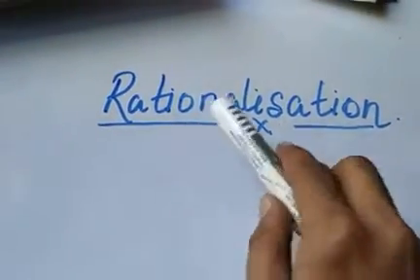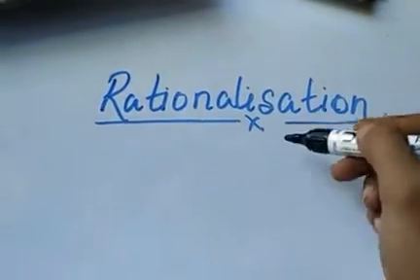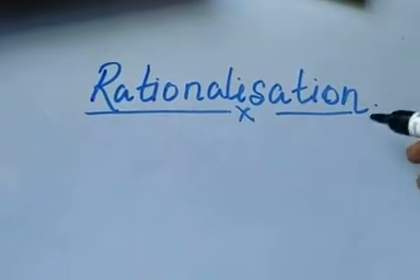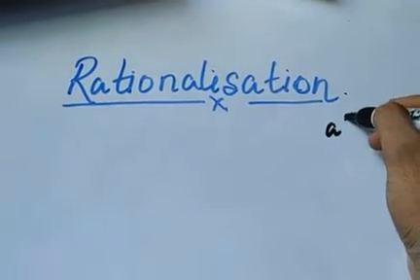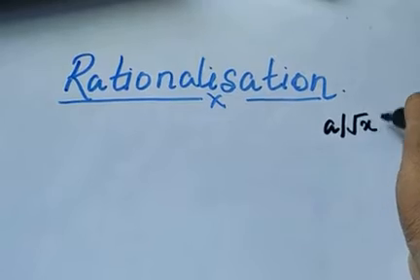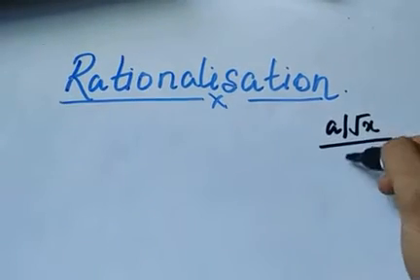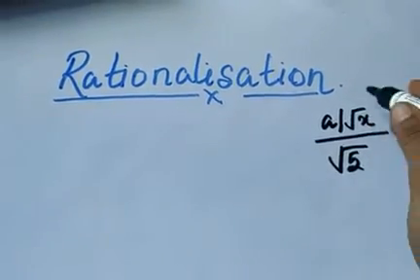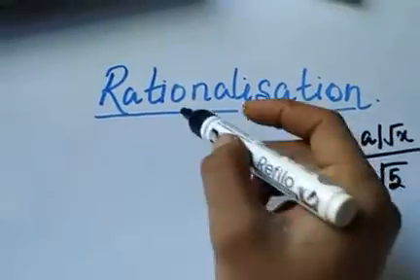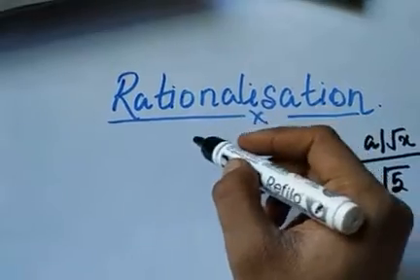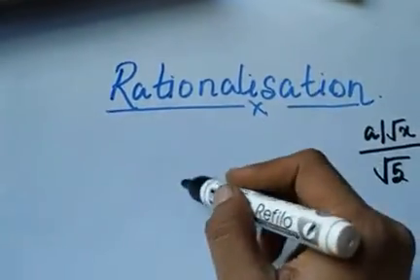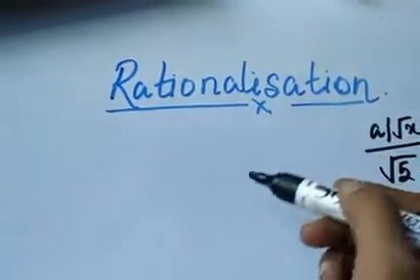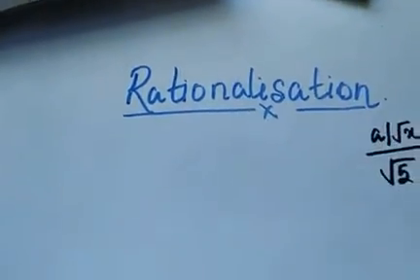When will rationalization come? When any number or any surd is divided by a surd. We are now talking about division, just for example. In rationalization we are going to see how, if any number is being divided by a surd, we do the division. And that is what we understand by rationalization.